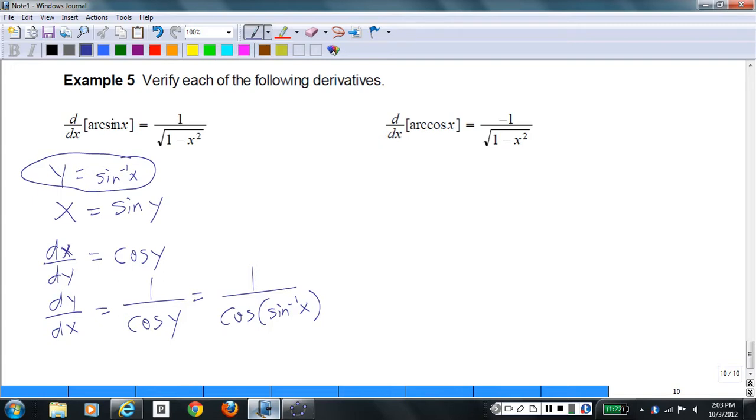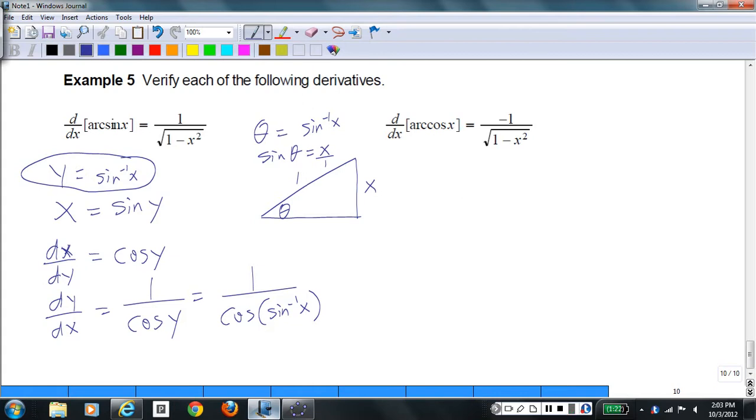It's right triangle time. Off to the side, off in the margin somewhere, we let theta. We can actually do this with y, but sometimes we don't think of y as an angle, so I'm going to go with theta. Theta equals inverse sine of x, so the sine of theta equals x. So here's theta. And if the sine of theta equals, let's say, x over 1, let's write x as the side opposite and 1 as the hypotenuse.